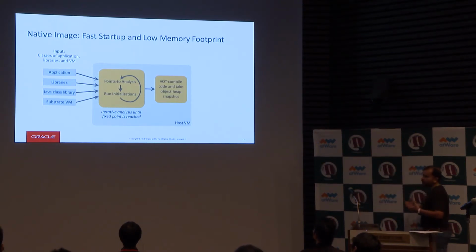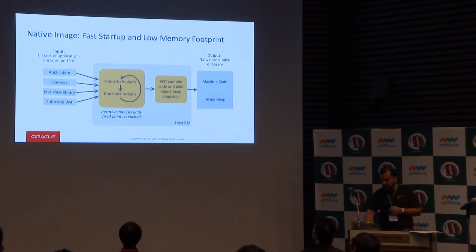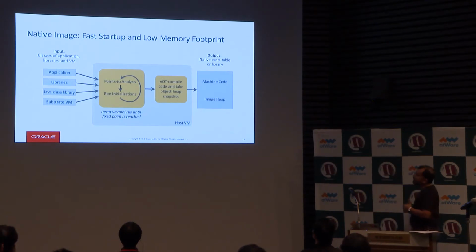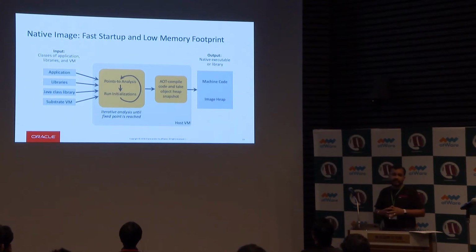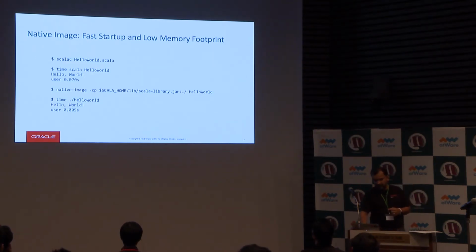So this way you can parse ahead of time. You can do serialization of the heap and then generate the AOT snapshot, basically the native executable and so forth, right? So the output is your native executable. That's an important part.